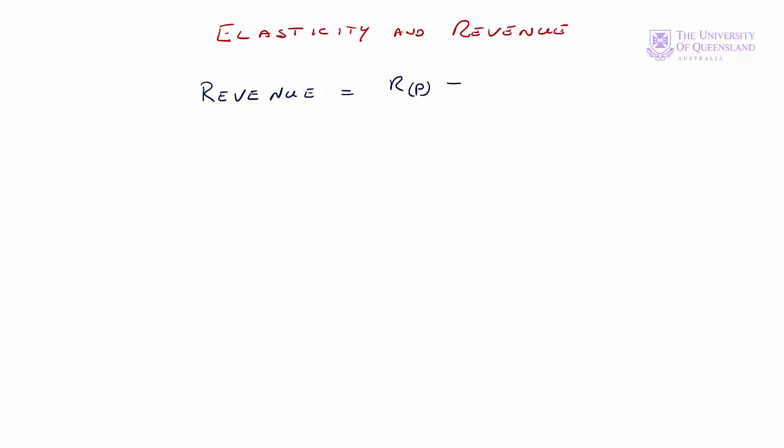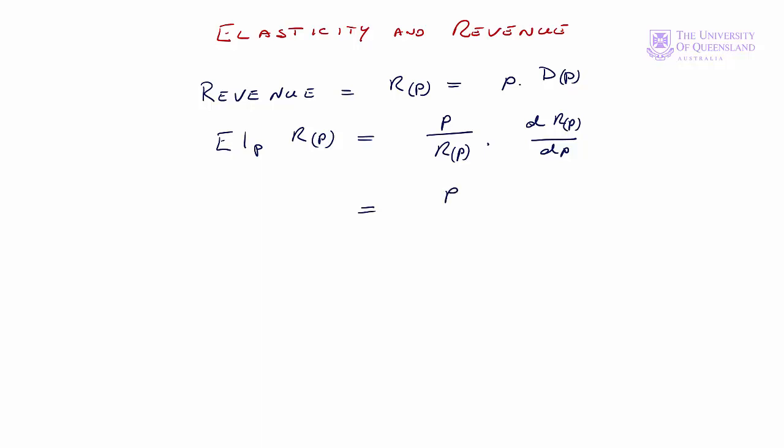Revenue as a function of price is equal to price times the quantity demanded. Applying our formula for elasticity to revenue, we'll have the elasticity for revenue is equal to the price on revenue as a function of price times dR/dP, the first derivative. We can substitute in price times quantity demanded for R. That gives us P on P times quantity demanded, times d/dP of P times D(P).